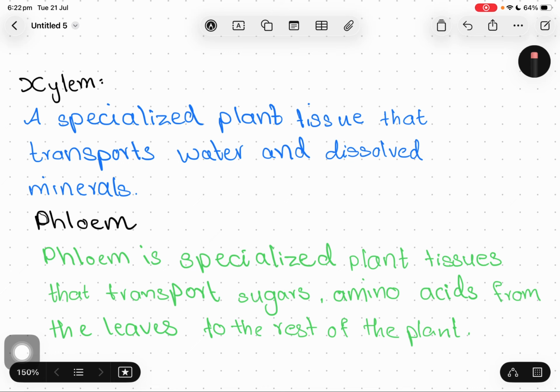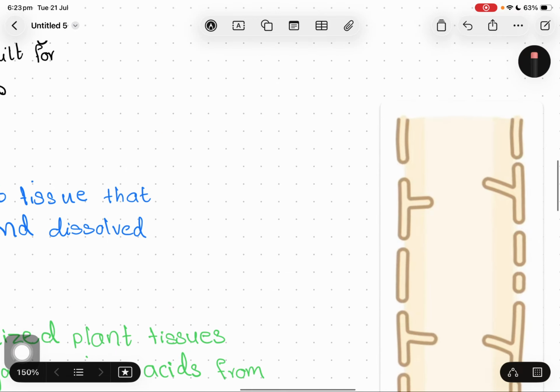So what is xylem? Xylem is a specialized plant tissue that transports water and dissolved minerals. It's unidirectional. It only travels in one direction, which is from the roots to the rest of the plant. Phloem is a specialized plant tissue that transports sugars and amino acids from the leaves to the rest of the plant. It is bidirectional, which means it can travel two directions, up and down.